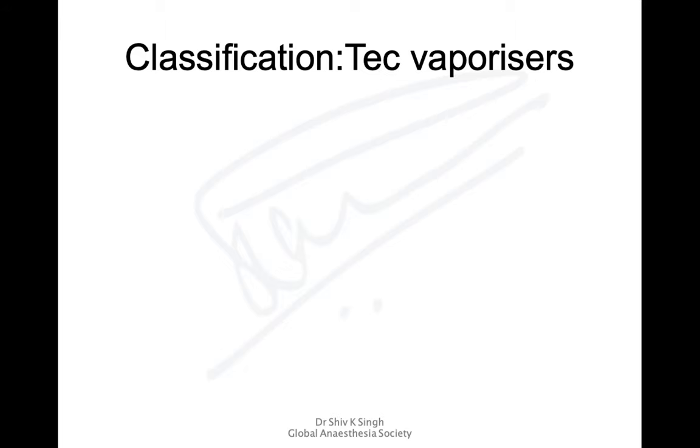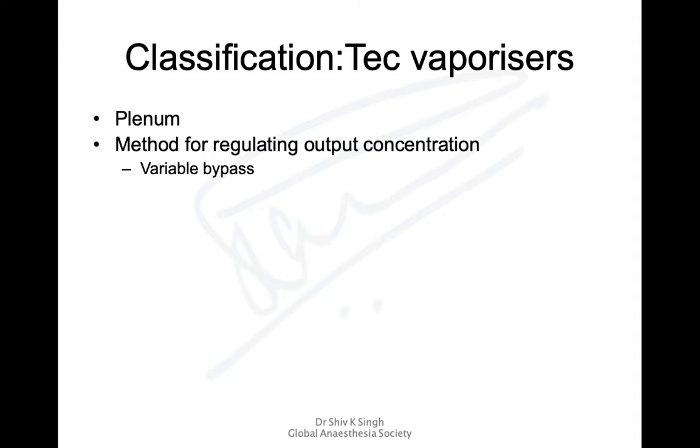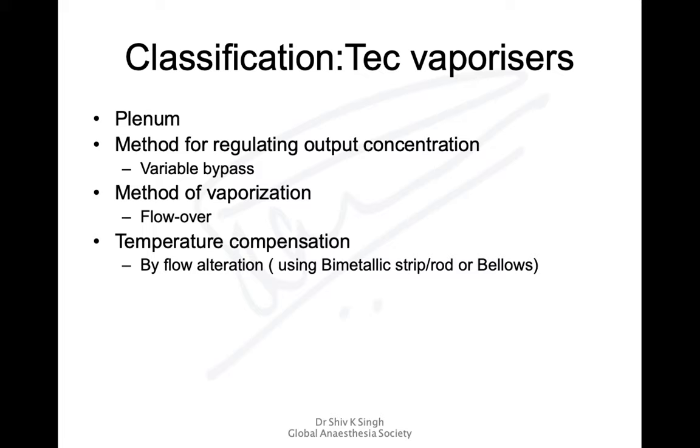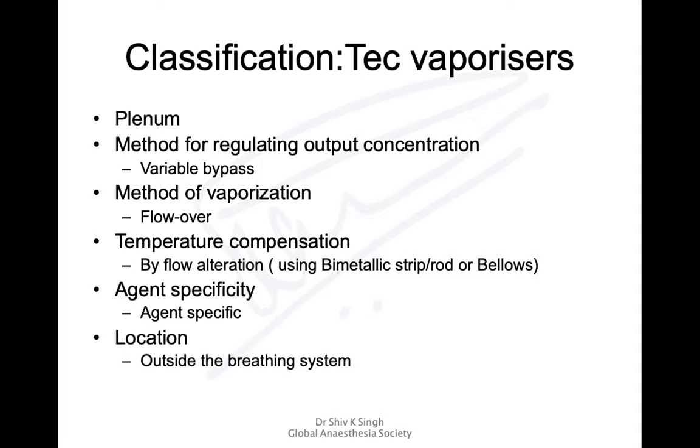So if you look at the Tec vaporizers, they are known as the plenum vaporizers. Plenum basically means a pressurized chamber. The method of regulating output concentration is by variable bypass. That means that the gases pass partly through the bypass chamber and partly through the vaporizing chamber, which I will discuss later on. The method of vaporization is by flow over of the gases over the liquid. And temperature compensation can be by flow alteration using bimetallic strips or rod or bellows. And they're all agent specific. You've seen that there was a vaporizer for halothane, there was a vaporizer for isoflurane, and for sevoflurane. So there are very agent specific vaporizers, and these vaporizers are located outside the breathing systems.